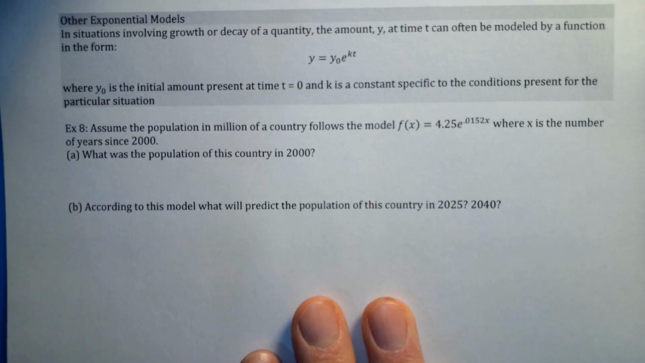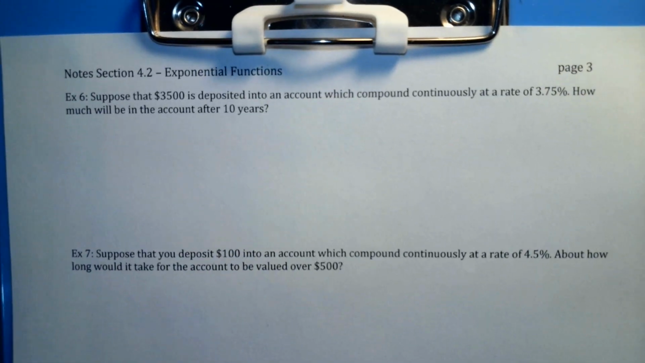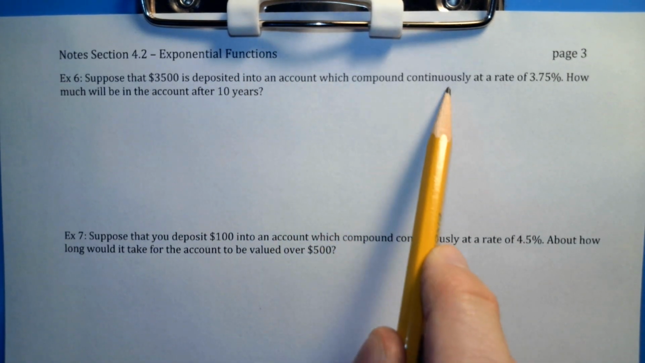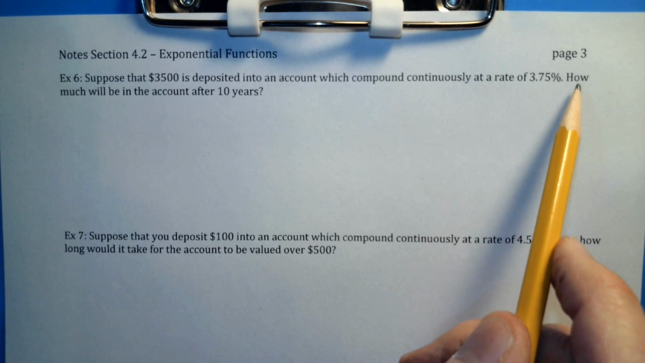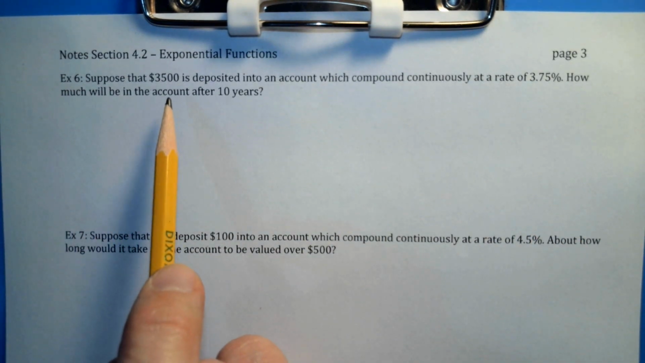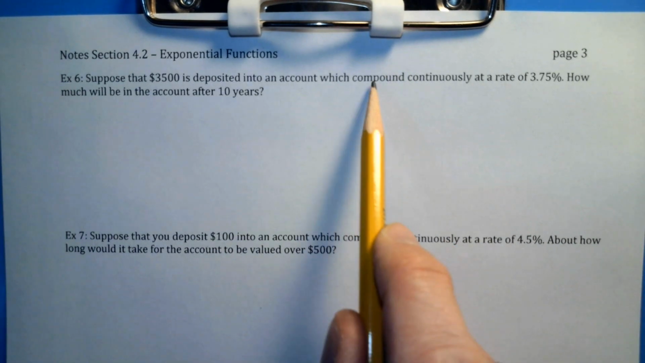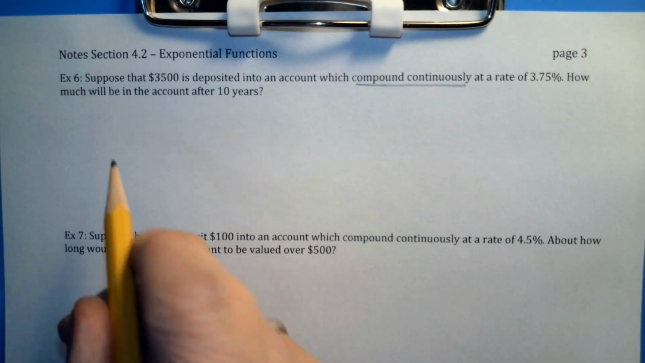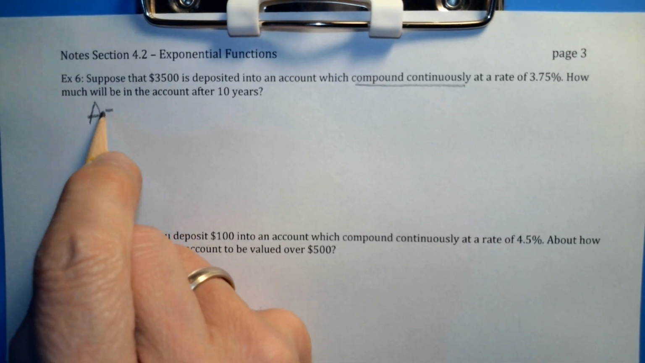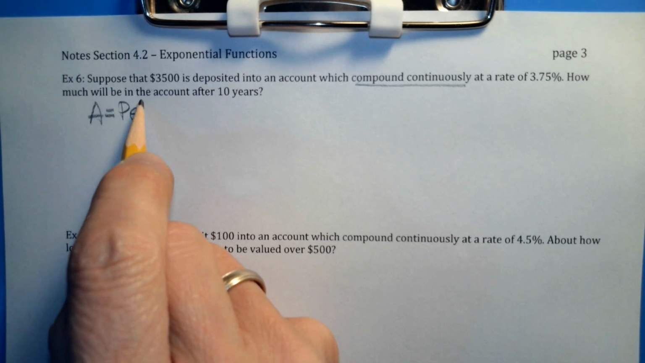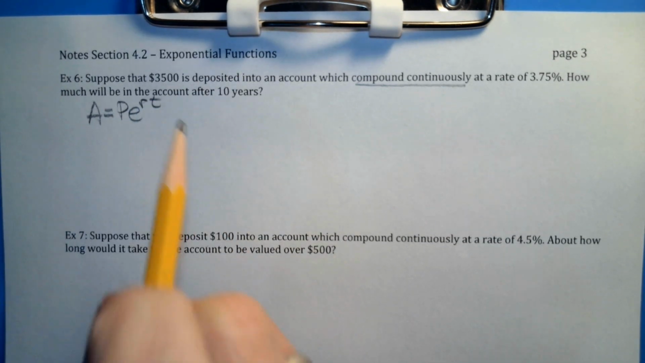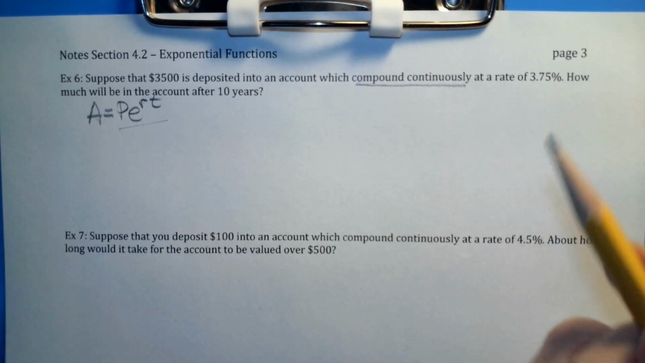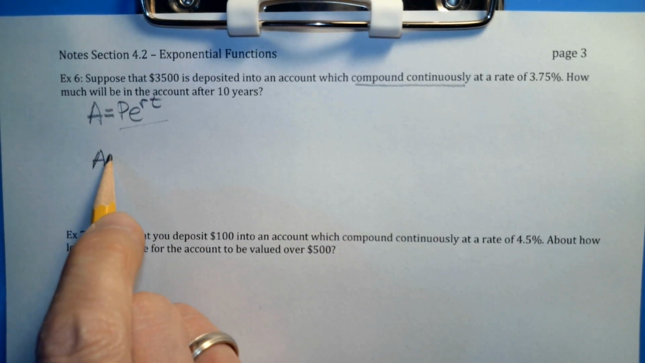All right. So let's go to page 3 and do some examples of this compounding stuff. Suppose that $3,500 is deposited into an account which compounds continuously at a rate of 3.75%. How much will be in the account after 10 years? Here you just have to make sure you're understanding how it's being compounded. Here it's continuously, so we know we will use A equals P times E raised to the RT. Some students, to help memorize this, call this PERT, if that helps you memorize it.